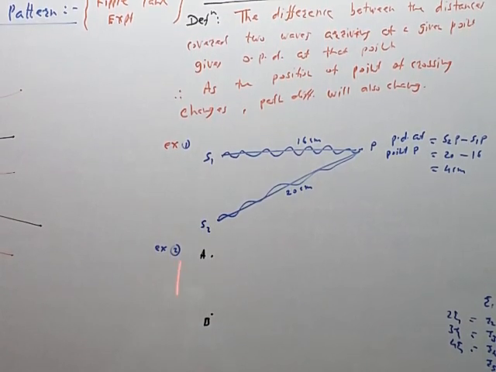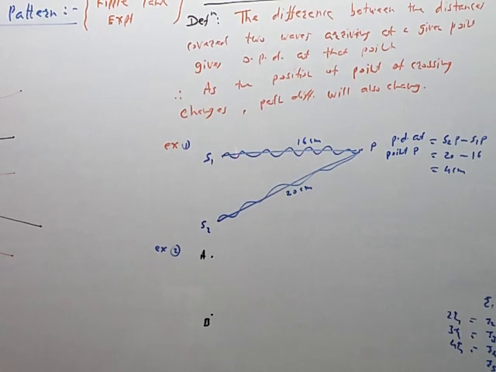So we are considering two simple examples. Example number 1. S1 and S2 are the two sources at distances 16 and 20 cm from the point P. The waves from S1 and S2 cross each other at point P. So path difference at point P is equal to S2P minus S1P. This distance is 20 cm, the larger distance, and this is the smaller distance. So 20 minus 16 is equal to 4 cm. Now in the second example, we are considering this situation.